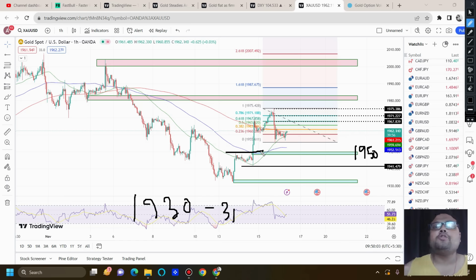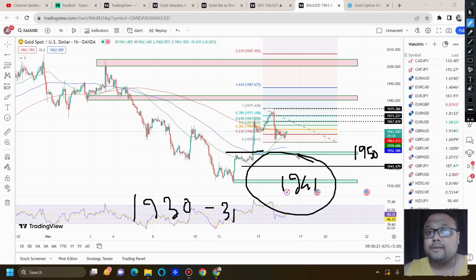But in case gold shows a big drop, big red candles, then obviously 1950 will not be able to hold. In that case, 1930-31. So on the chart of gold, 1930-31 is the strongest support as of now. But yes, 1950 and then 1941 are also present as minor supports.